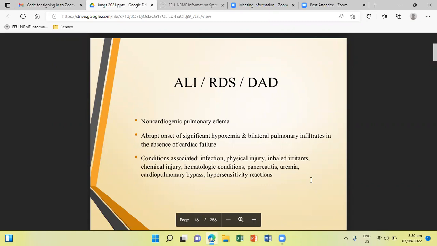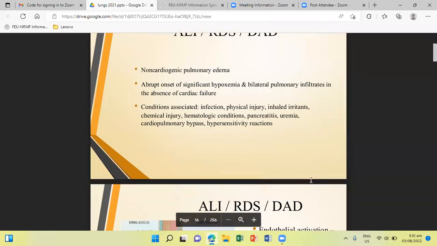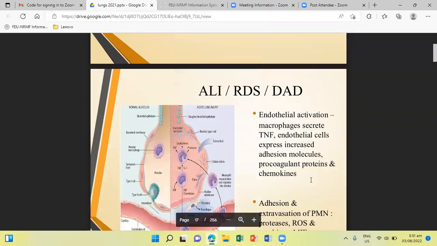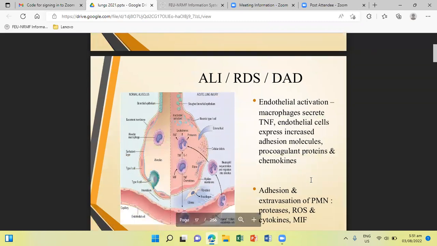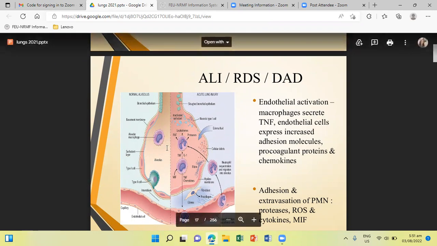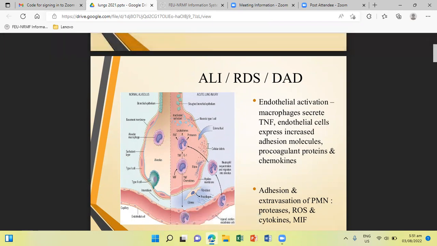So, as you can see here, there are different conditions associated. Let us talk about ALI. So ALI is associated with inflammation. The inflammation causes increased vascular permeability, edema, and epithelial cell death. So as you can see in the illustration, we have here the different inflammatory infiltrates.